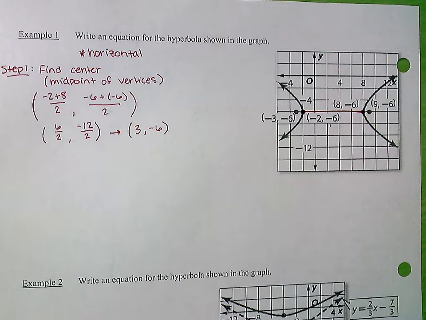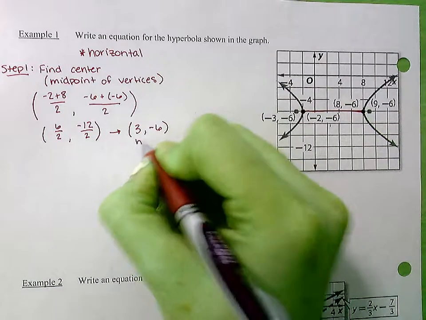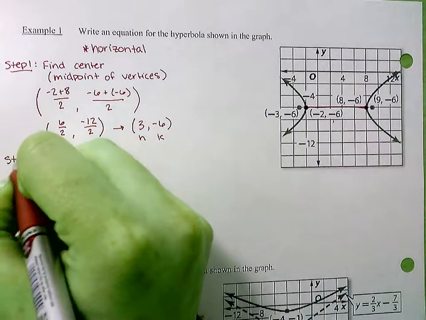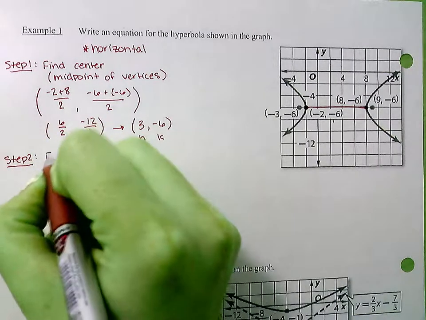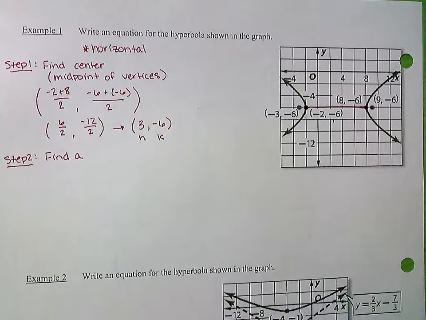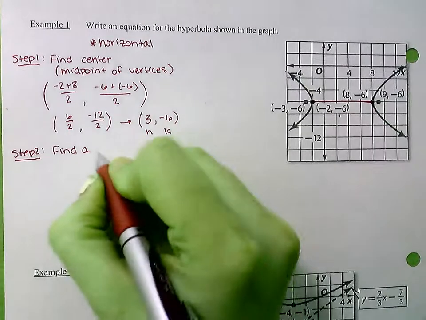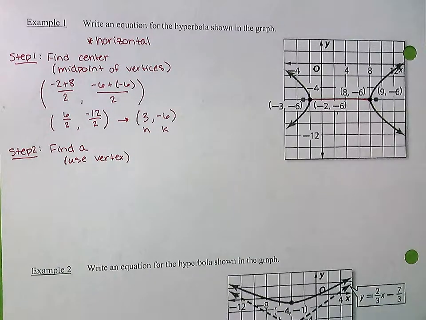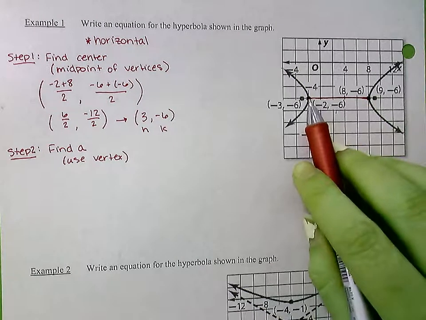Okay, now I do want to find the center because that gives me my h and k values. So now I have h and k. My next step is to find a. To find a, I'm going to use my vertices. I'm just going to use one of my vertices, so I'm just going to use this one right here.